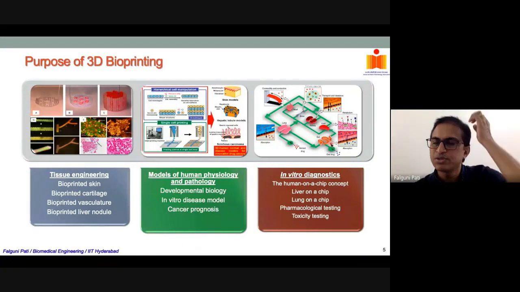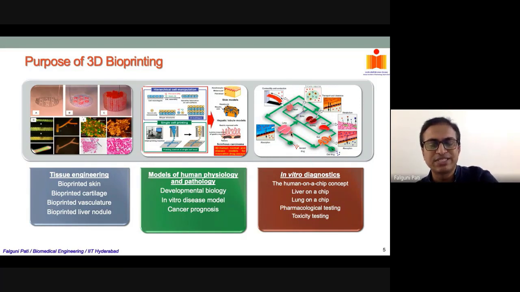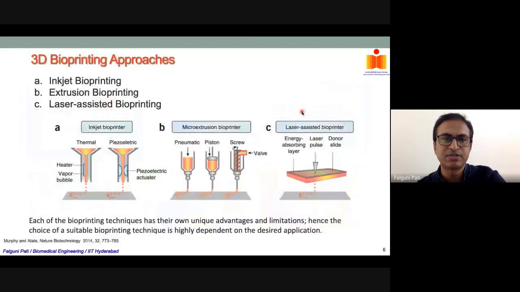This can also be used for in vitro drug screening purposes, like you probably heard of human on a chip, lab on a chip, liver on a chip, lung on a chip, these kinds of things. We can develop various tissues or organs, and that can further be connected by a microfluidic chip, and then a systemic response can be obtained from that. So there are various applications of this, and that's why we use 3D bioprinting for different applications.